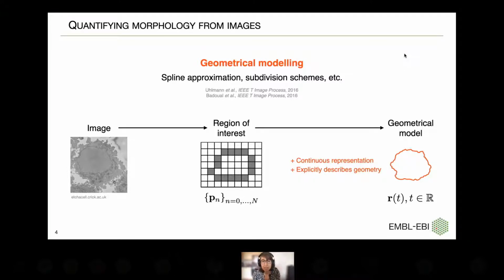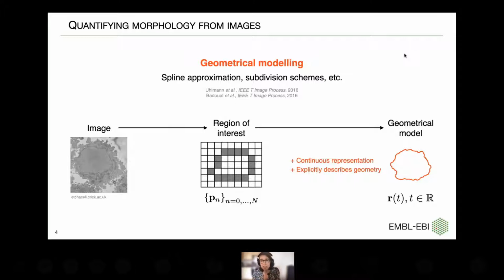in which, instead of relying on pixel sets to describe morphology, we rely on a different kind of objects that are called geometrical models. You'll hear all about them in this presentation, but essentially they have two advantages. The first one is that they are constructions that are continuously defined. So there is no notion of grid. It becomes completely possible to compare things across different types of images, to different images with different properties.